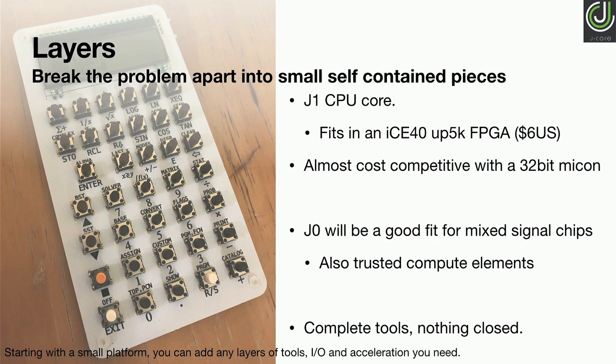So J-Core is a good fit for mixed signal chips. I mentioned that earlier. This is proof. Here's a J1 that still has enough space in the ICE40 FPGA to do, for instance, a delta sigma modulator. I can do a D to A converter on there and get 12 bits of resolution without breaking a sweat, even just with the FPGA. So this is really exciting. Things are finally getting there.